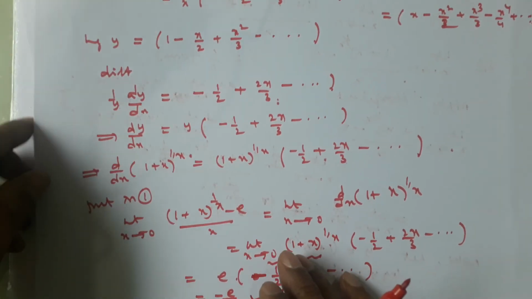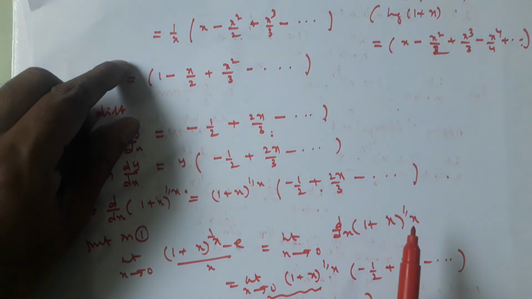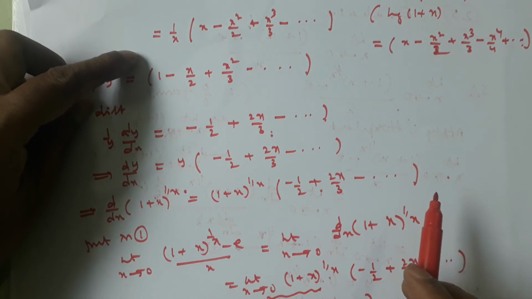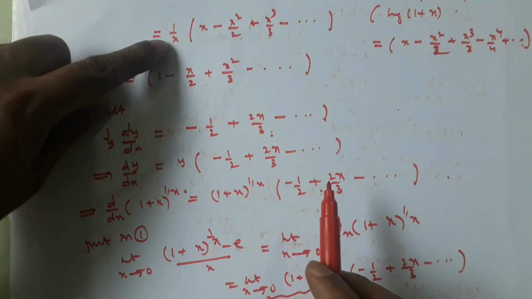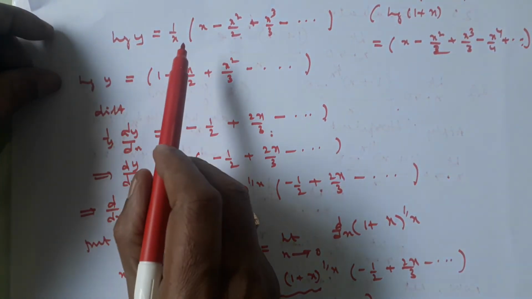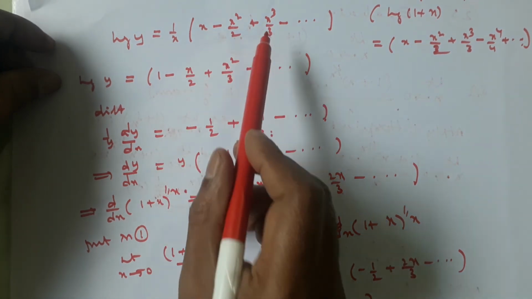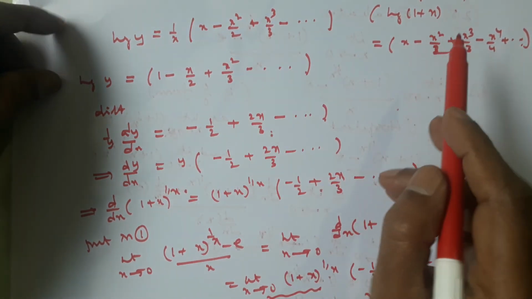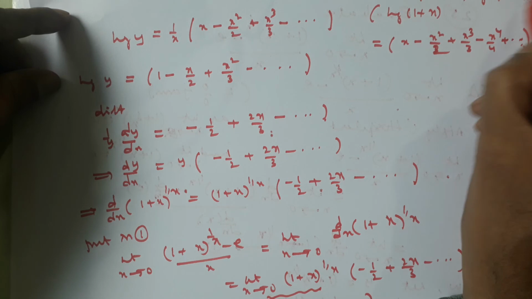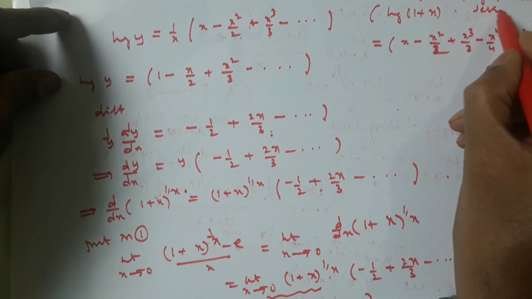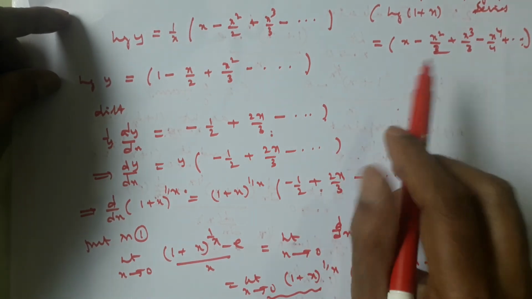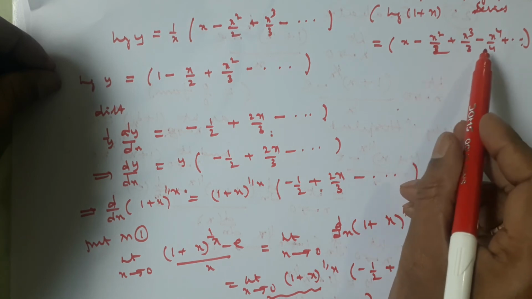Once again I will explain this. Log y is equal to 1 by x into log of 1 plus x, with the expansion by Maclaurin series, which we will see in the coming classes. Don't worry about that. It is x minus x square by 2 plus x cube by 3 minus x power 4 by 4.